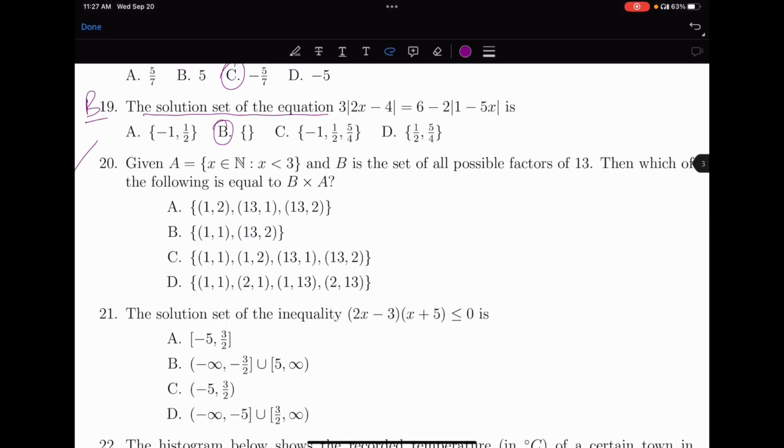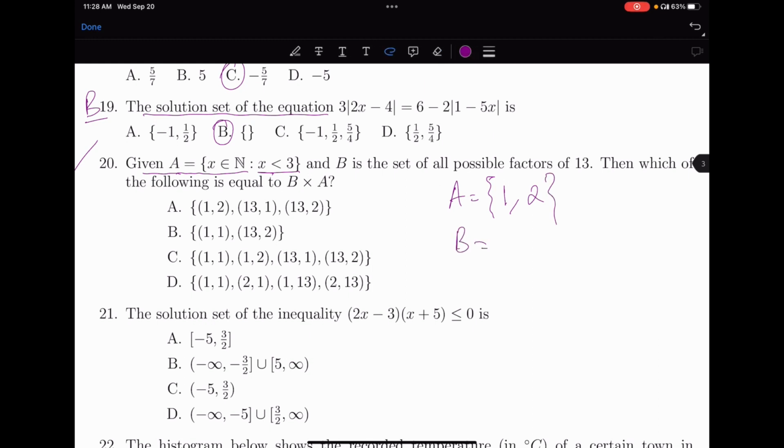Okay. Given A, let's say x is an element of the set of natural numbers and x is less than 3. Now, who is A? A is a set containing x natural numbers. Natural numbers are 1, 2, 3 and so on. And x must be less than 3. So x can be 1 because it's a natural number and less than 3. x can be 2 because it's a natural number and less than 3. But 3 cannot be. Therefore, A is the set containing 1, 2.